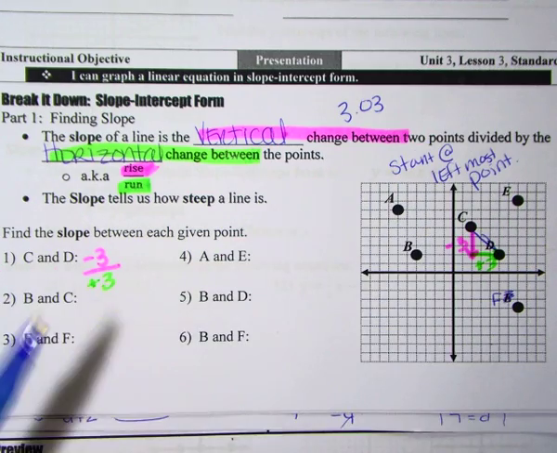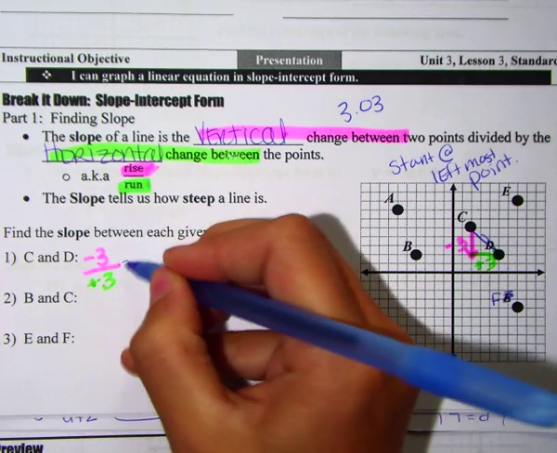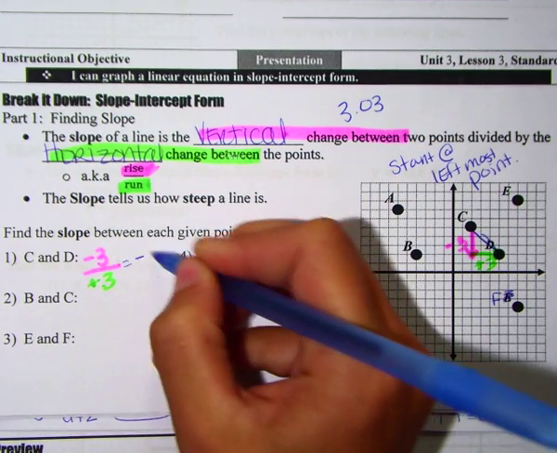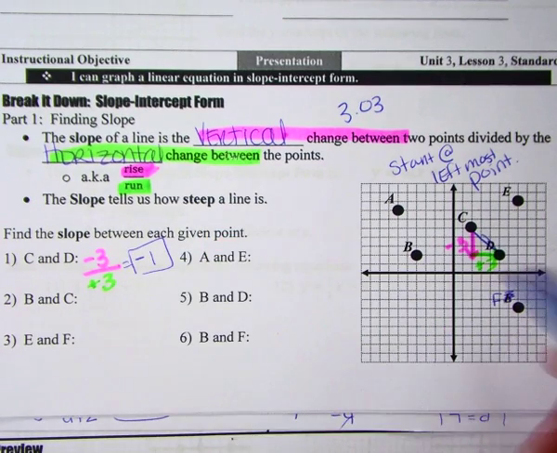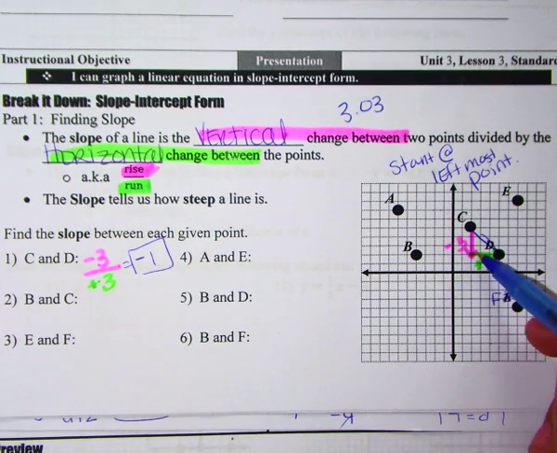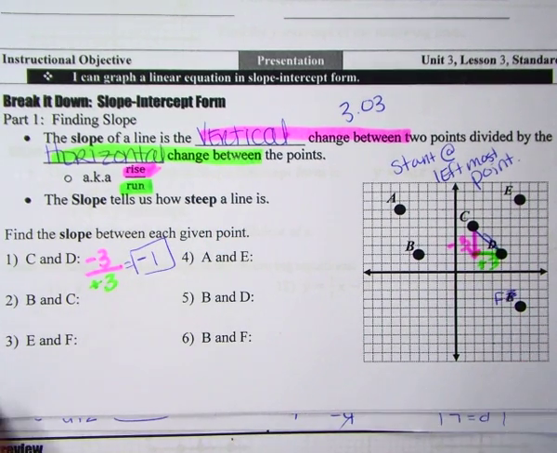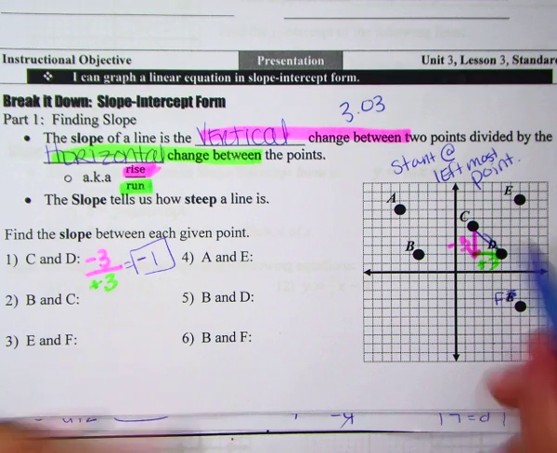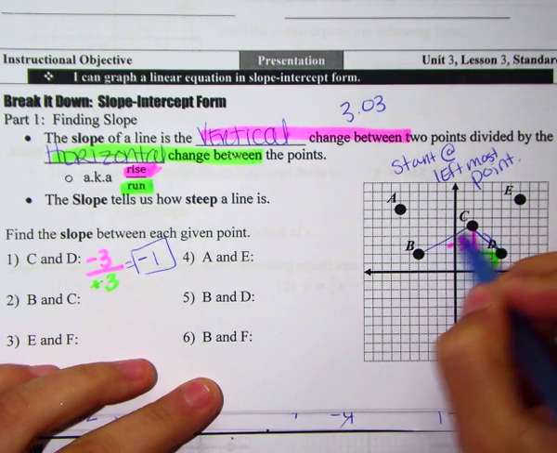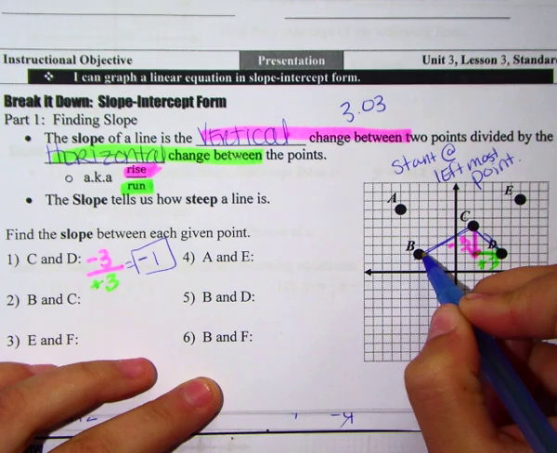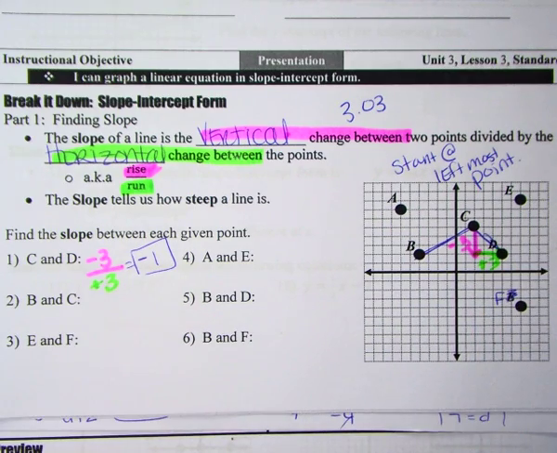Negative divided by a positive is a negative. 3 divided by 3 is 1. So the slope of this line is -1. Now the slope between B and C. So I'm going to start at the leftmost point and I'm going to rise first.